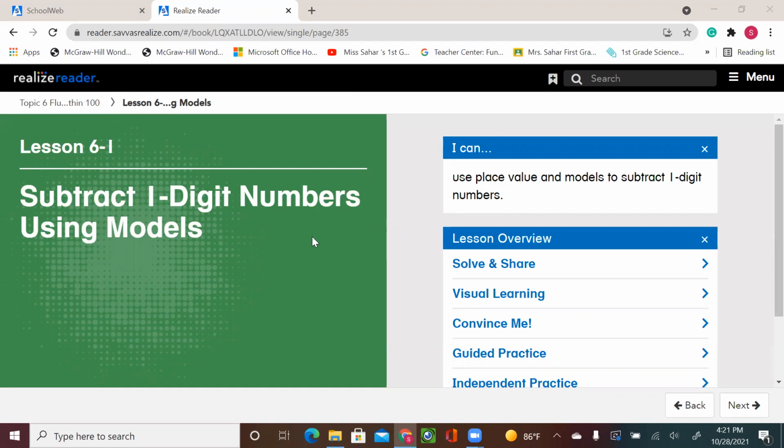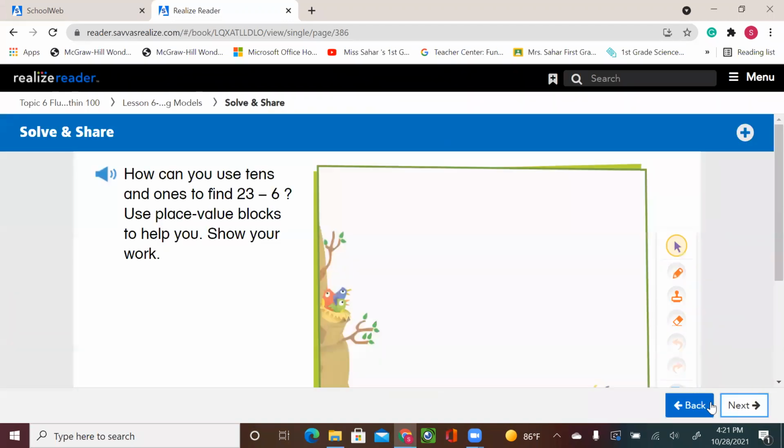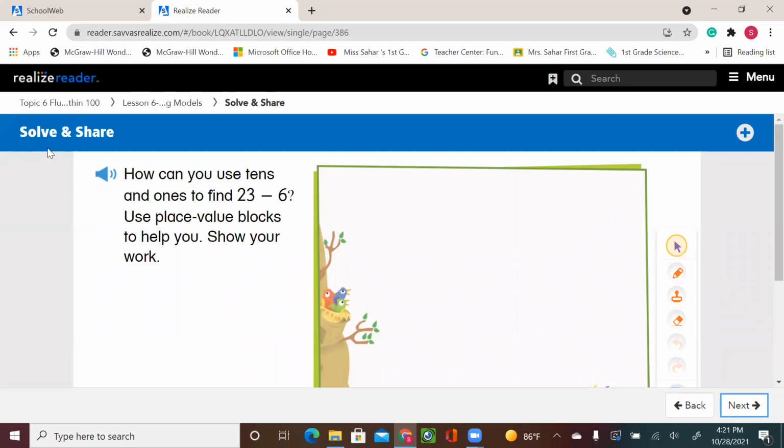Today we're going to start with a new topic, topic number 6, fluently subtract within 100. So let's start. Please get your book ready, page 237. How can you use tens and ones to find 23 minus 6? Use place value blocks to help you. Show your work. All right, so let's watch our video.